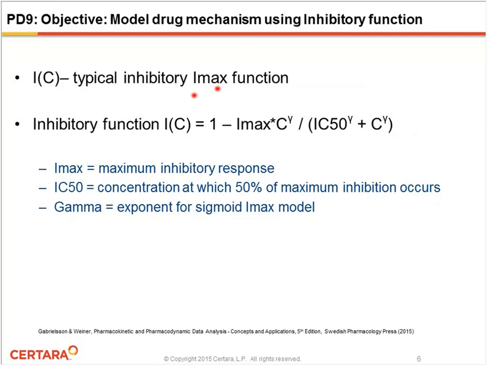So the inhibitory function, IFC, equals 1 minus Imax times C to the gamma, where C is concentration, divided by IC50 to the gamma plus C to the gamma, where Imax is the maximum inhibitory response, the IC50 is the concentration at which 50% of maximum inhibition occurs, and gamma is an exponent for the sigmoid Imax model.